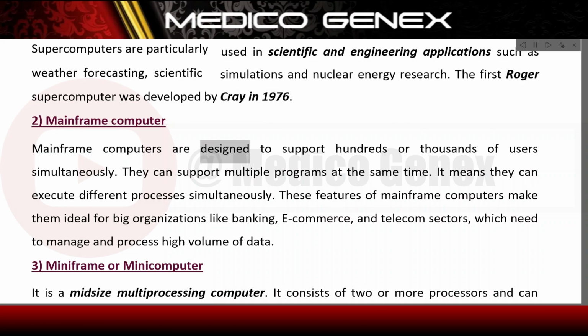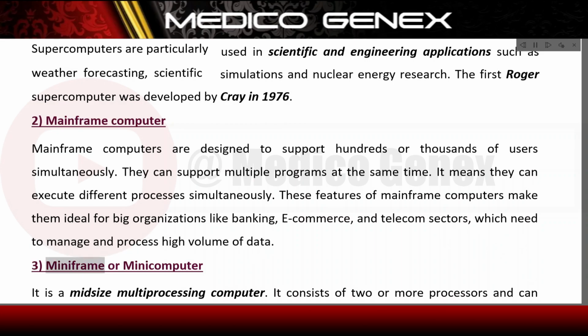2. Mainframe computer. Mainframe computers are designed to support hundreds or thousands of users simultaneously. They can support multiple programs at the same time. It means they can execute different processes simultaneously. These features of mainframe computers make them ideal for big organizations like banking, e-commerce, and telecom sectors, which need to manage and process high volumes of data.